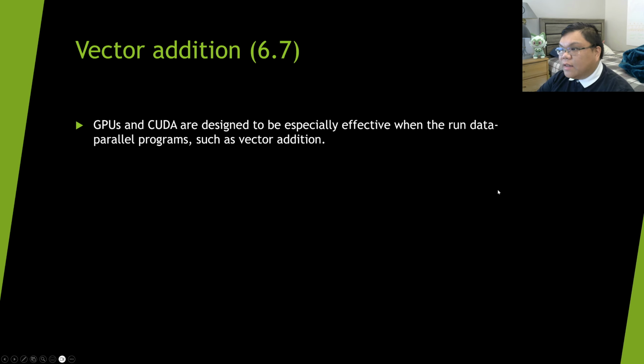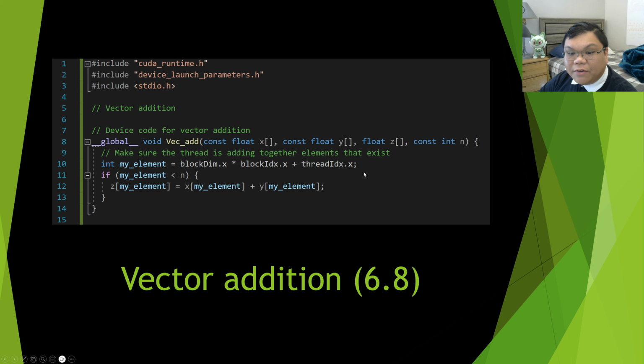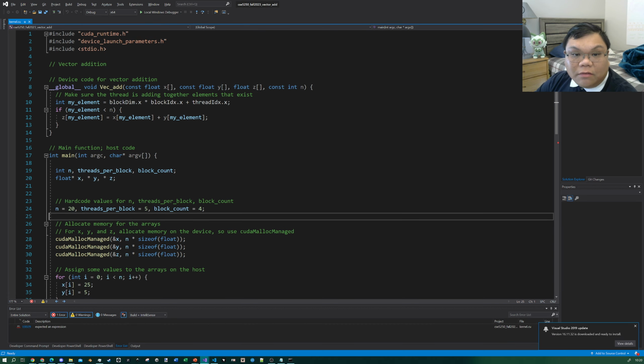GPUs and CUDA are designed to be especially effective when they run data parallel programs, such as vector addition, which is what the default program was. As I said, if you go through the entire process of installing CUDA on your Windows machine and you have Visual Studio, when you fire up Visual Studio, you'll have the option to create a CUDA runtime project, and it will give you an entire default program, and that is vector addition. We're gonna look at that now, but it's a different version of vector addition. So I have it right here.